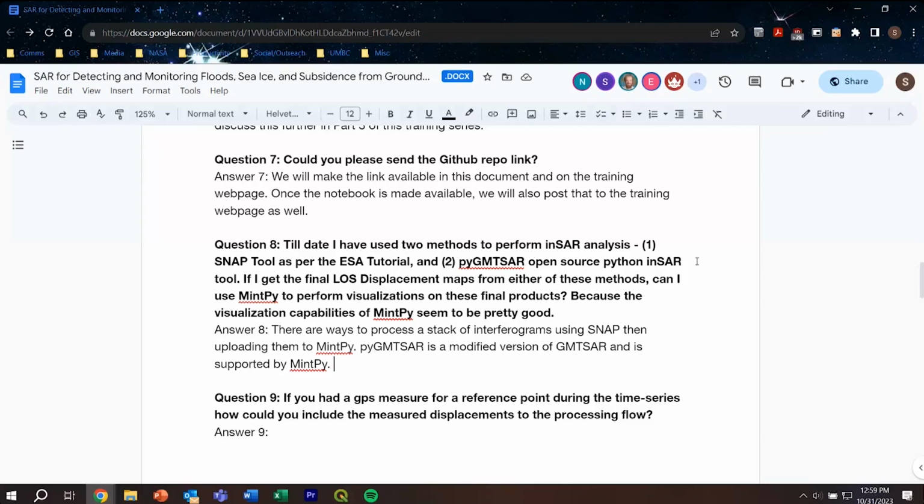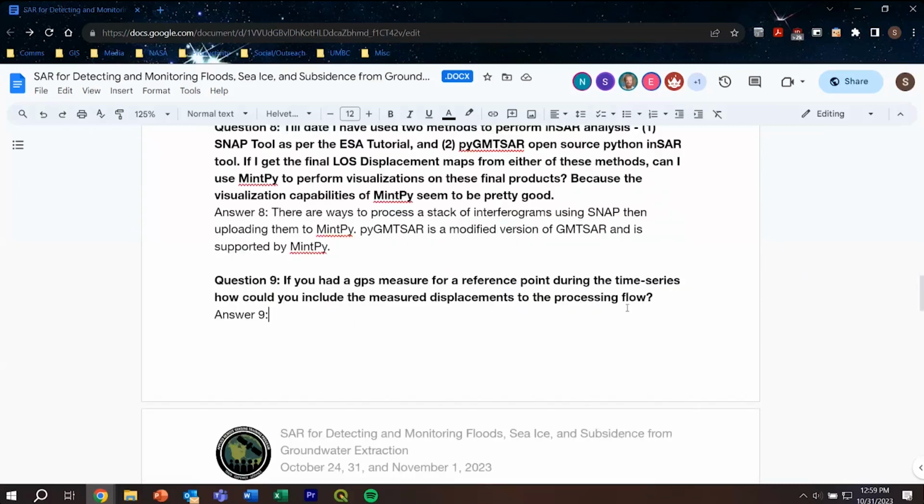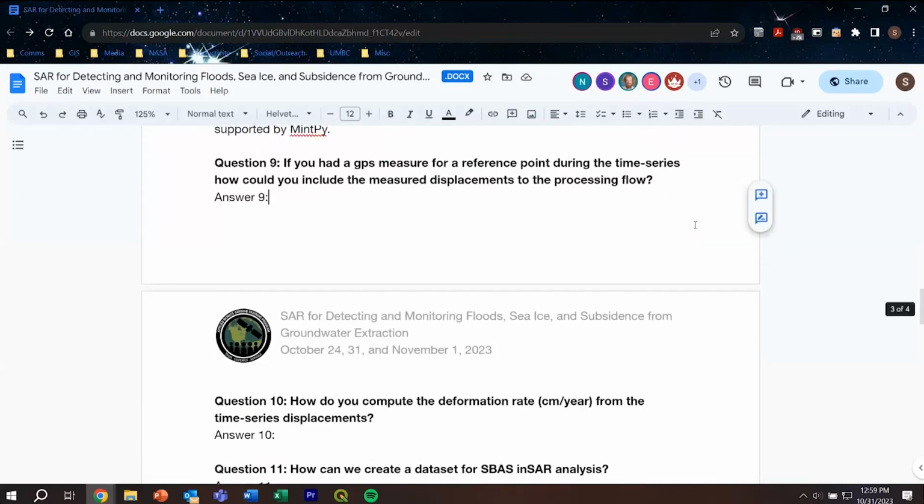Okay, question number 9. If you had a GPS measurement for a reference point during the time series, how can you include the measured displacements into the processing flow? That's a good question. The key thing is that all the InSAR measurements are relative. So what we sometimes do is use a GPS station that we know is not moving very much as the reference point.